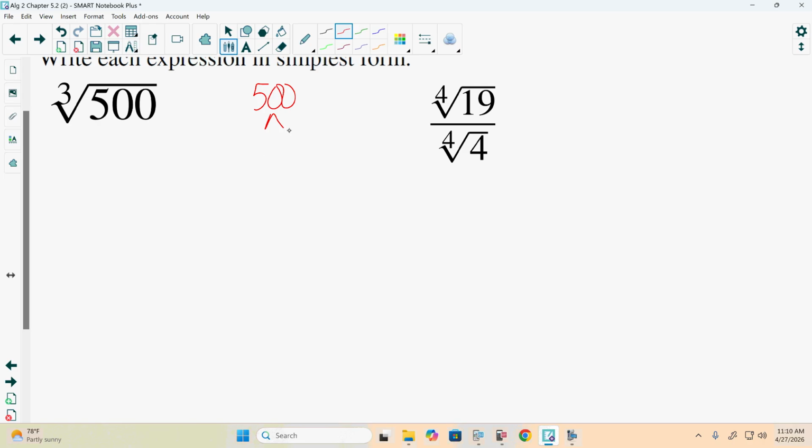Calculator's going to give us a decimal answer, so we're going to need a factor tree. What prime number goes into 500? 5? Yeah. Because it'd be 5 times 100.